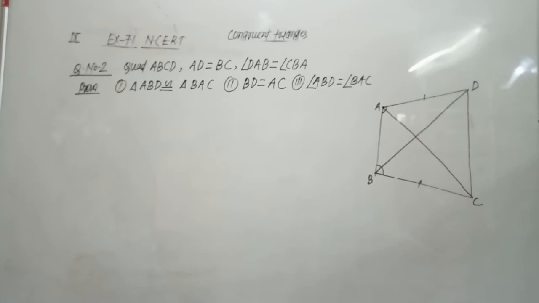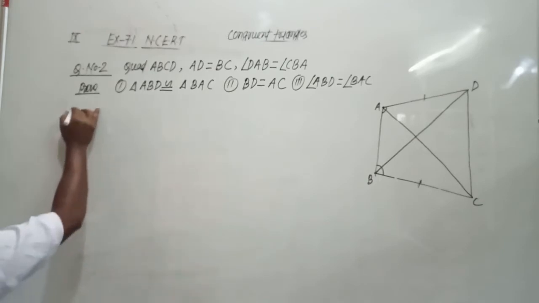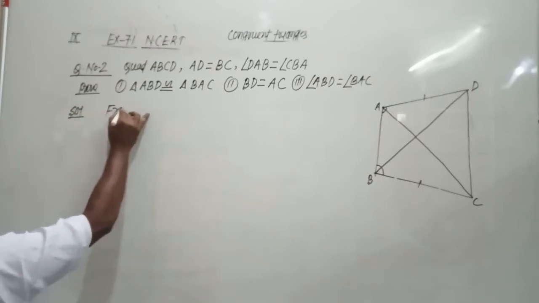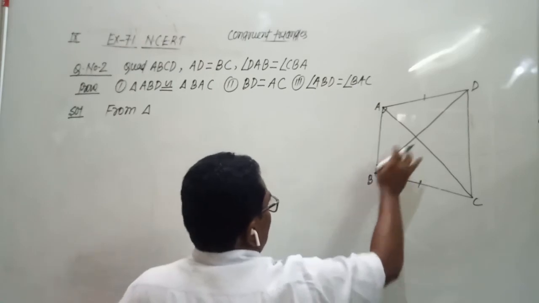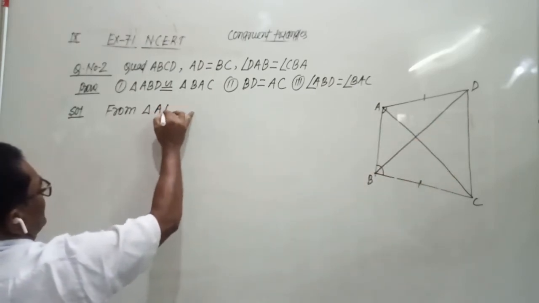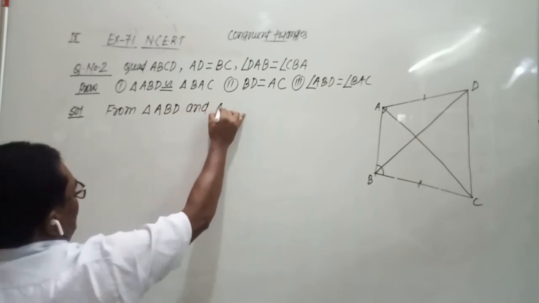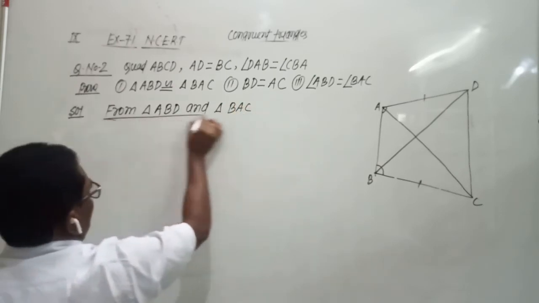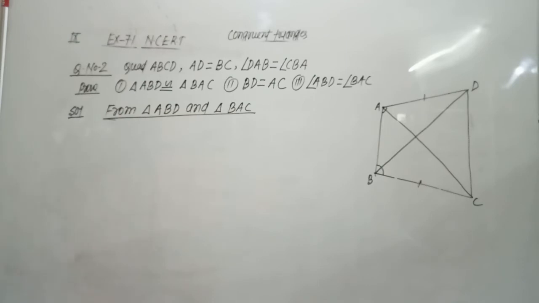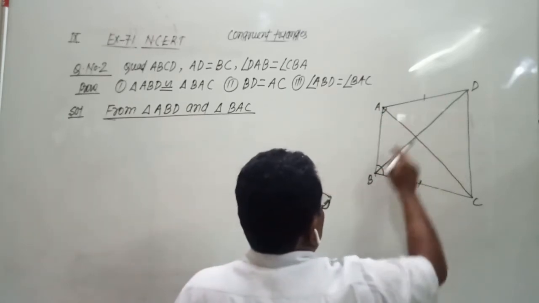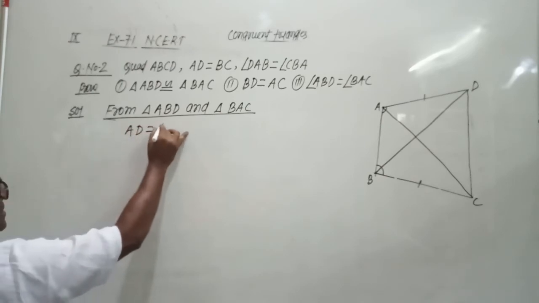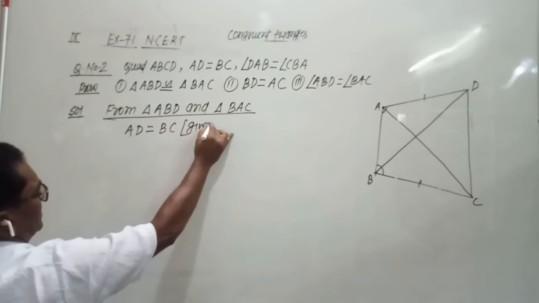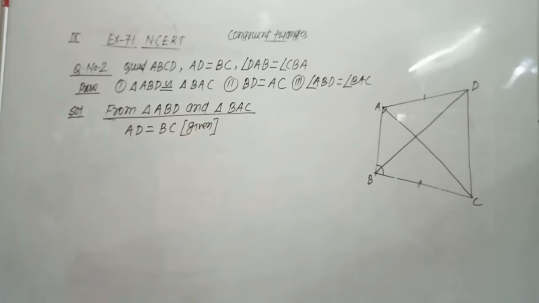So we take two triangles, ABD and BAC. From triangles ABD and BAC, we are given AD equals BC. It was given that AD equals BC.